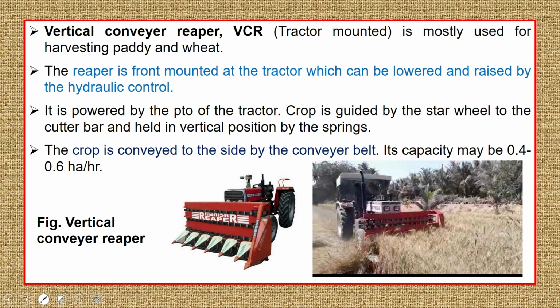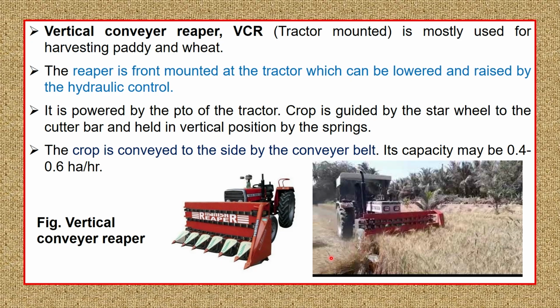The vertical conveyor reaper is another type of popular equipment for harvesting grains, particularly paddy and wheat. They are called vertical conveyor reapers because they cut the crop and carry the cut crop while it is standing vertically, and deliver it to one side of the machine. As you can see in this picture, they harvest the standing crop and hold it in standing position after it is cut, and the cut crop is discharged to the other side of the machine, and that's why it is called a vertical conveyor reaper.